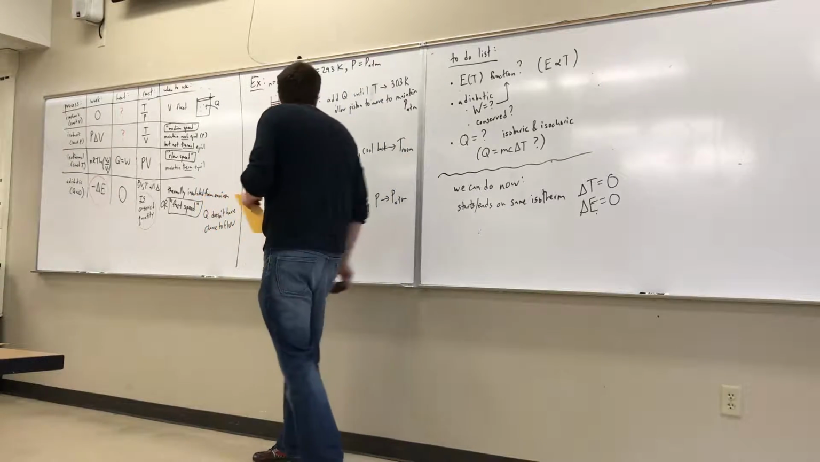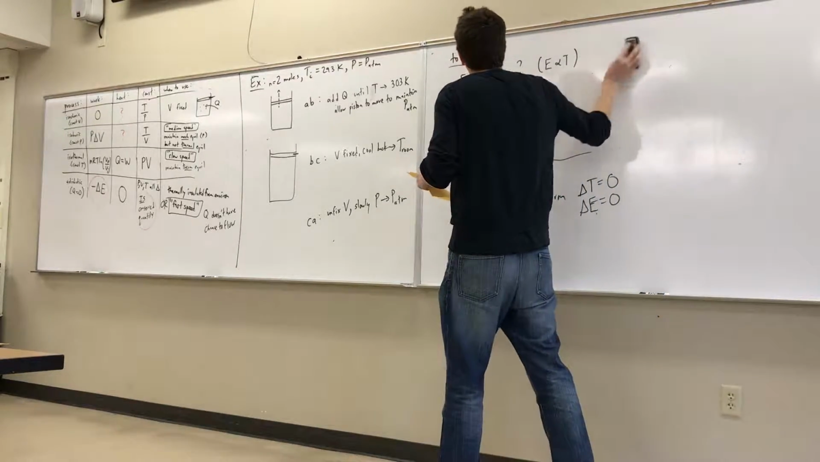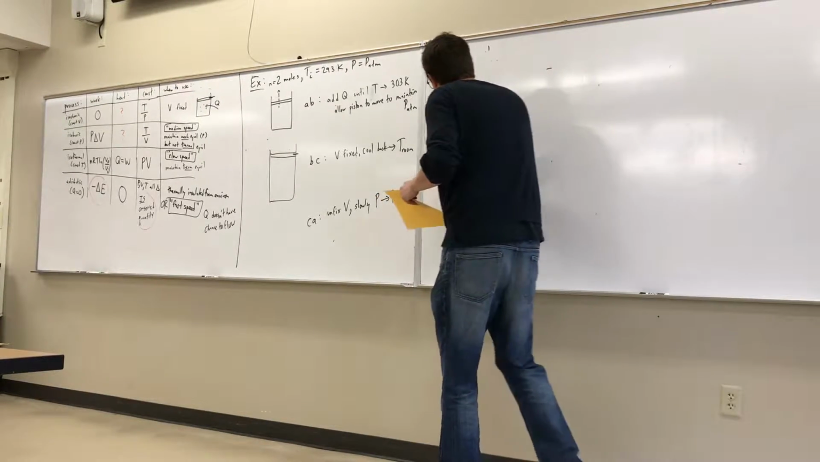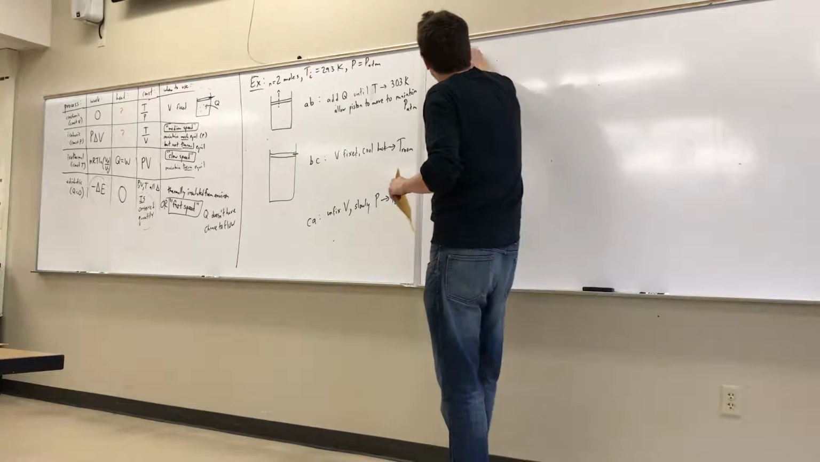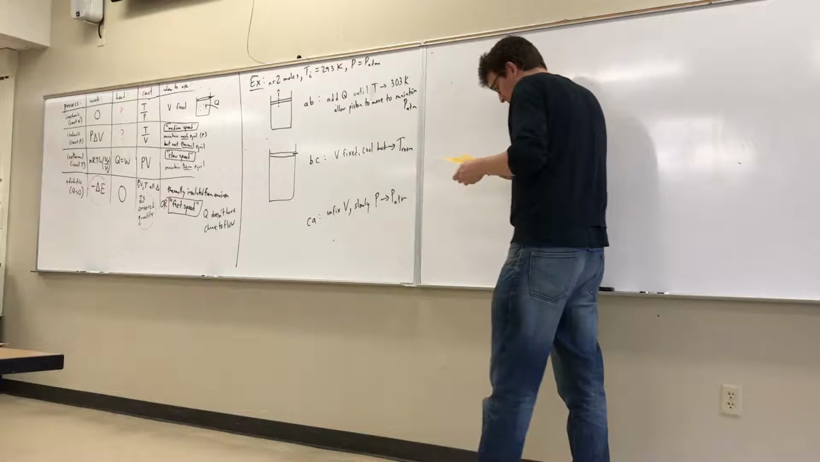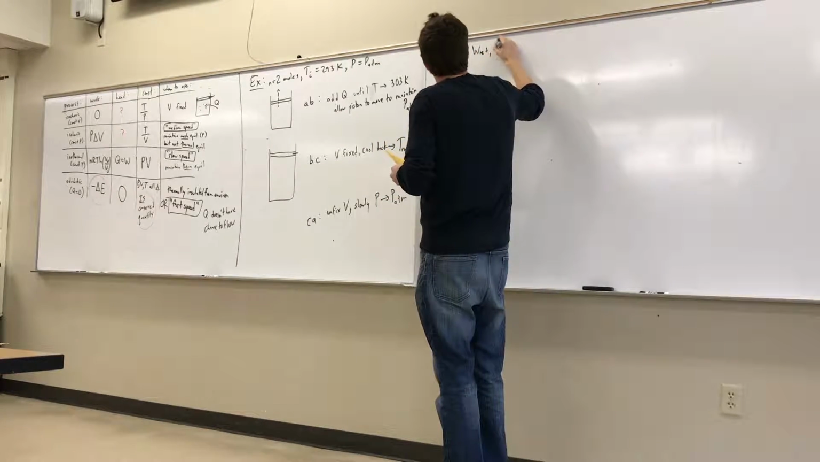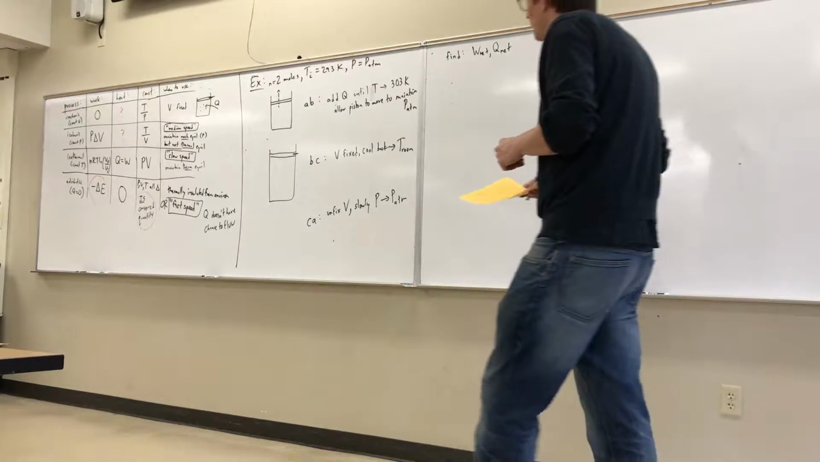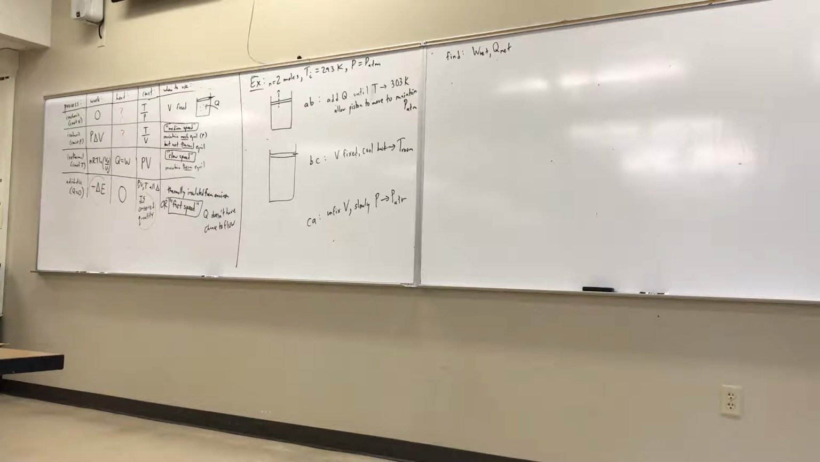So let's go ahead and draw this. I guess I should tell you what I'm looking for. For this entire process, find the net work and the net heat. So when I finish this whole process, what was the overall work done, either flowing in or out of the gas, or what was the total heat flowing in or out?